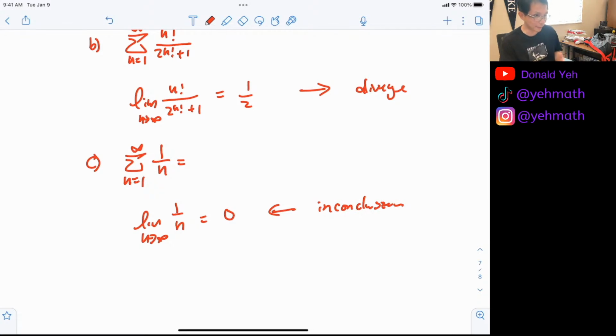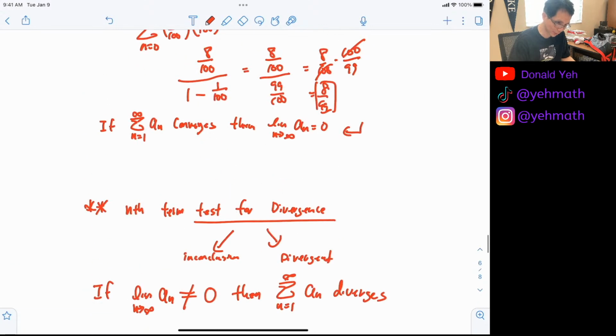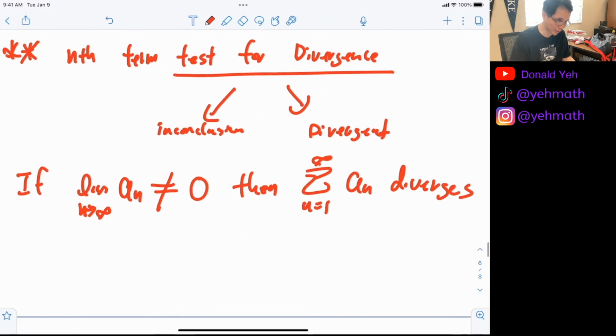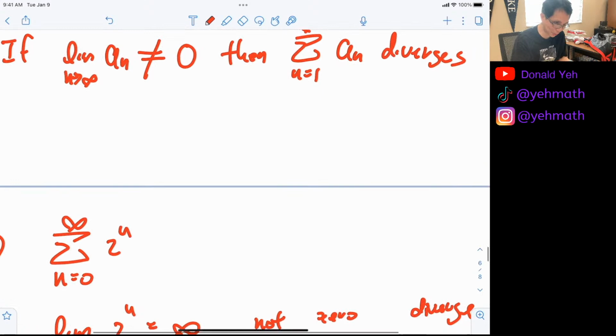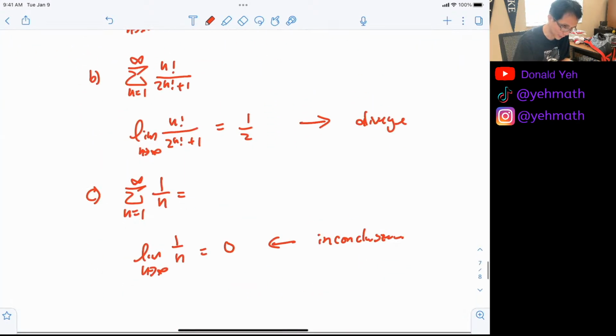Because only if it is equal to another number, then it diverges. But if it's equal to 0, they never say anything according to this test for divergence. They only say if it's not 0, then it diverges. But if it is equal to 0, we don't know if it diverges or converges.